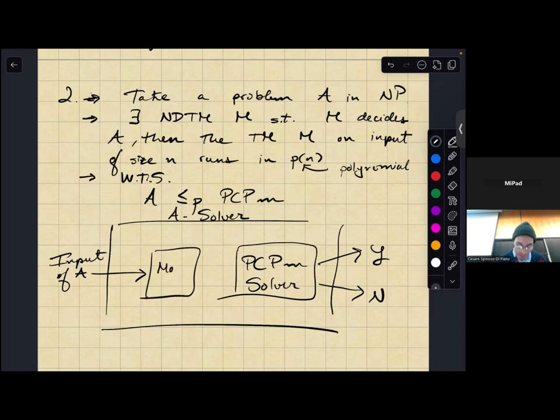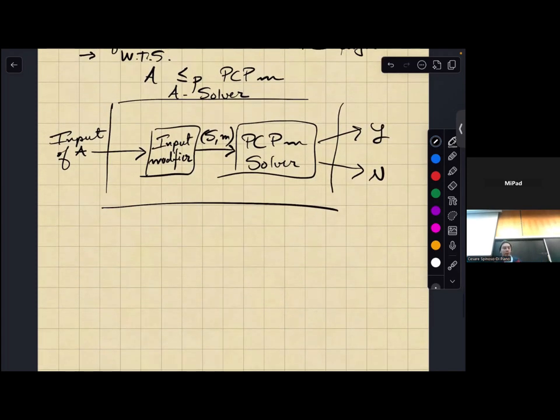Then I'm going to have to modify it, so I have some kind of input modifier, which somehow creates an instance of the PCPm problem. An instance of the PCPm problem is a set of domino tiles and some integer m. So how can I do this?